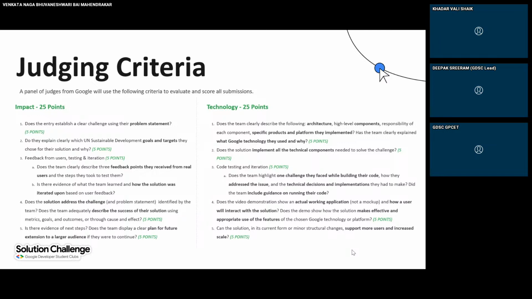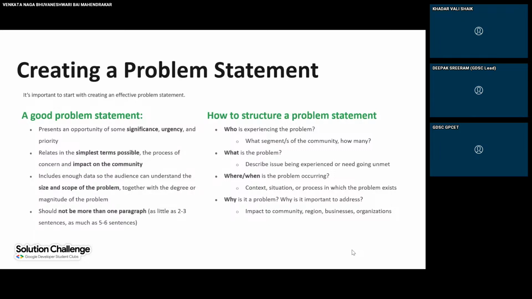And judging criteria: this is the criteria for each submission, what technologies have been used, and what things you have used. There will be Google technologies which will be provided for free for the GDSC chapters to use and to develop the different solution challenge ideas as well. I will be sharing this in your WhatsApp group as well.